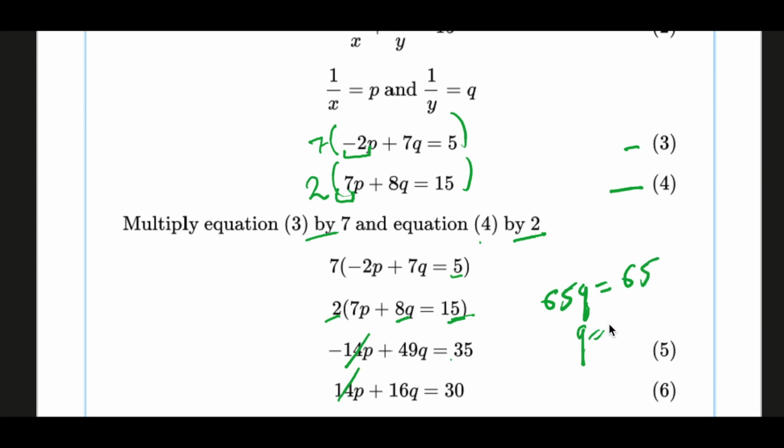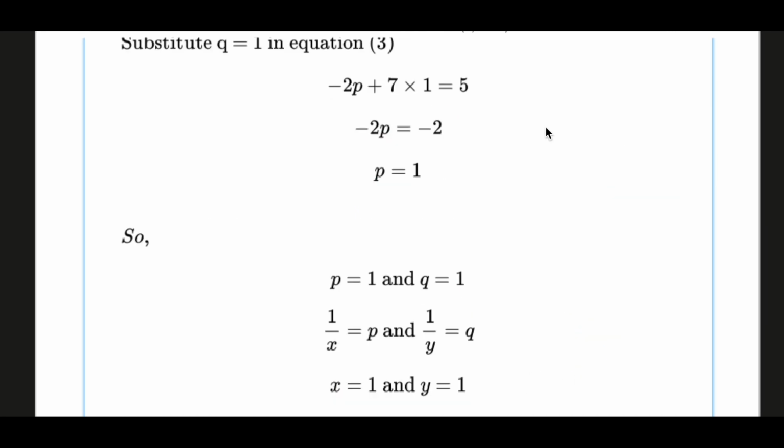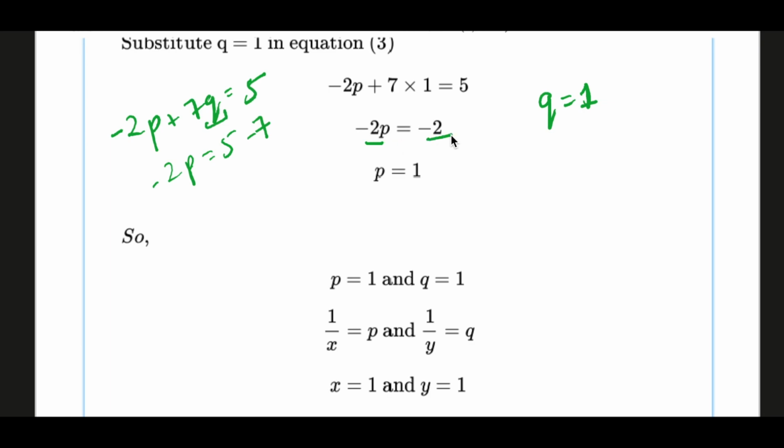So the value of q comes out to be 1. So now we have the value of q. q was equal to 1. What we will do is we will put the value of q in equation 3. The equation 3 was -2p + 7q = 5. Now instead of q we put 1. So it becomes -2p = 5 - 7. So it is -2p = -2. So the value of p is 1.